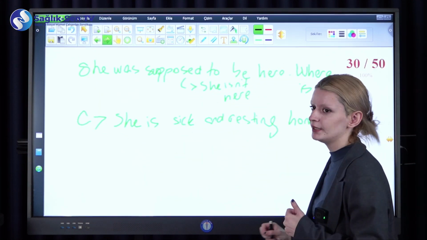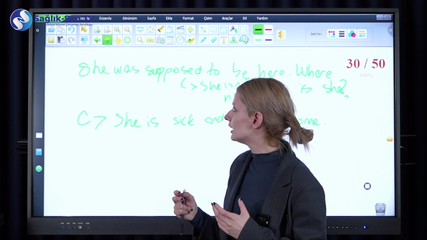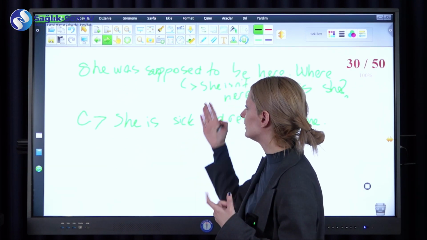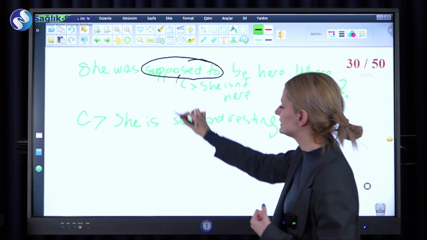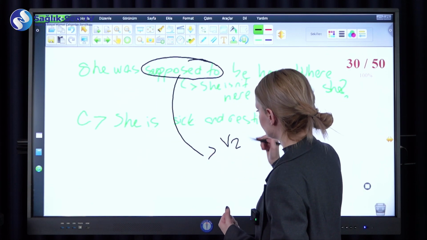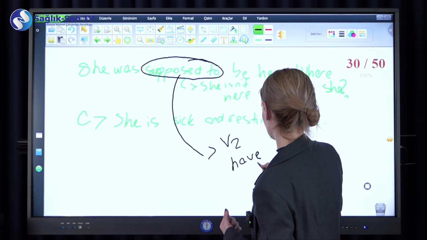She was supposed to be here. It kind of gives the same meaning as was going to, but supposed to is more like the past version of have to.